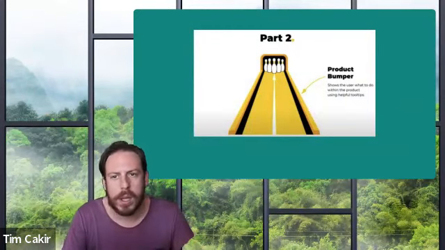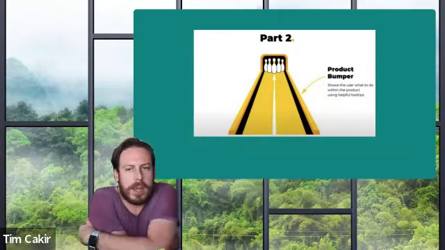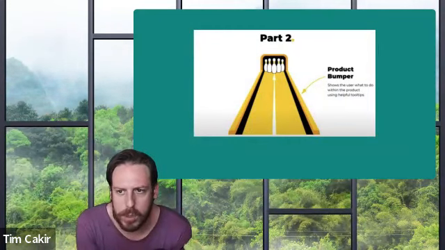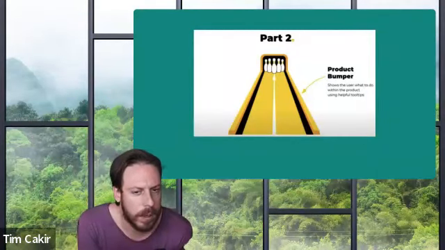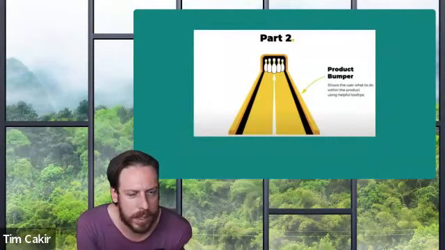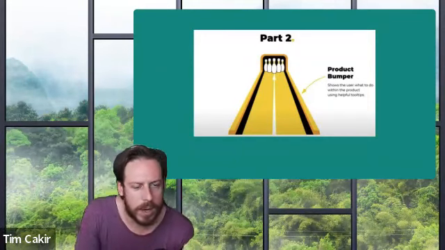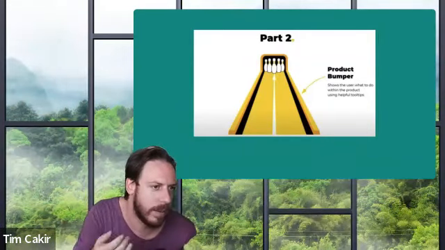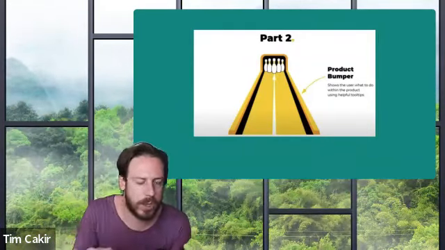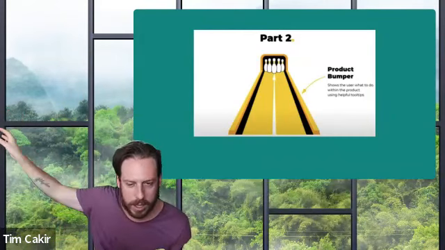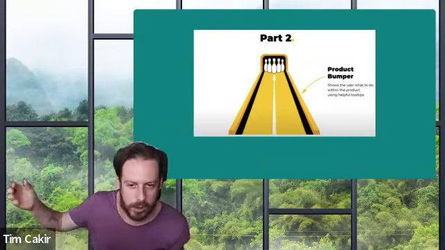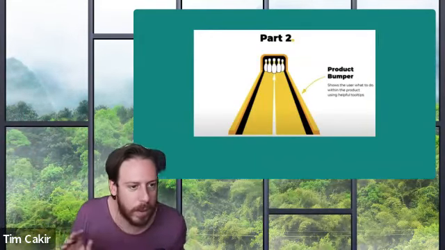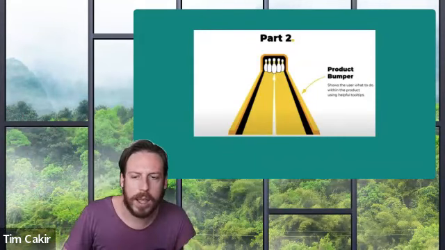So part 2 of the bowling alley framework is a no-brainer, but I love this: the product bumper. It shows the user what to do within the product using helpful tooltips. So you can think of the bumpers as a bit like tooltips. When I throw the ball, it's going to go somehow there. It might fall into that gutter, but it's going to go straight. It's not going to hit somebody else. Some people do actually throw it to the other side. If that's you, quit bowling. Play it on the Nintendo or something like that.